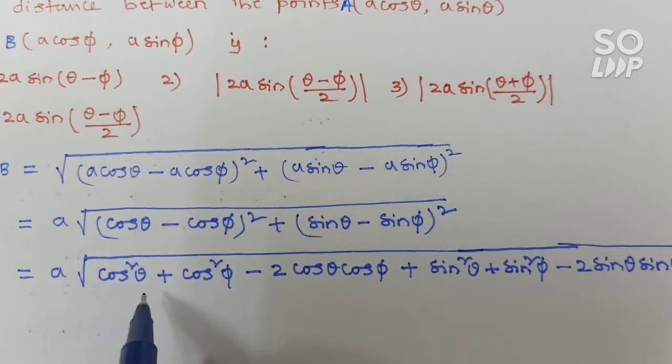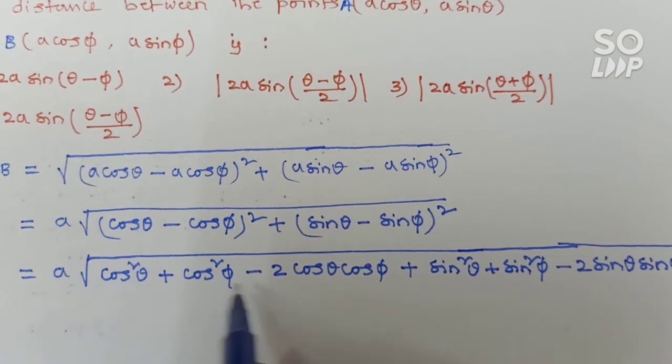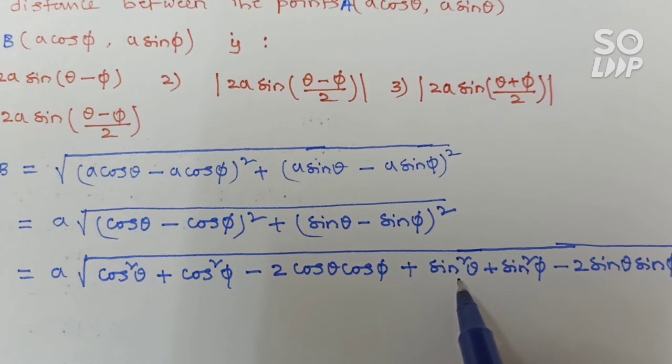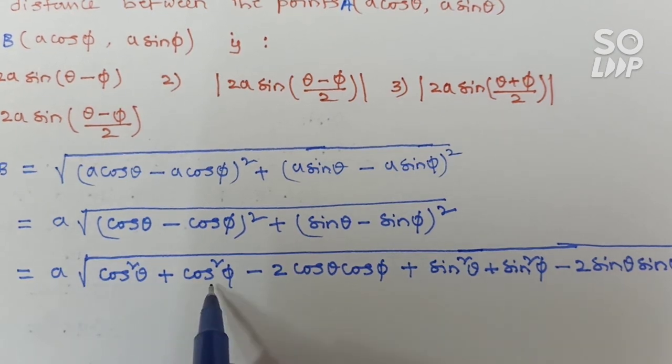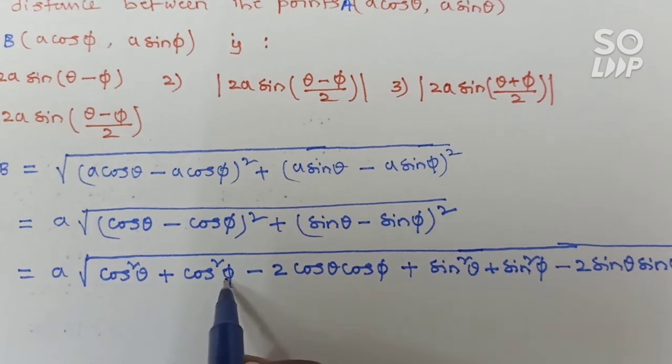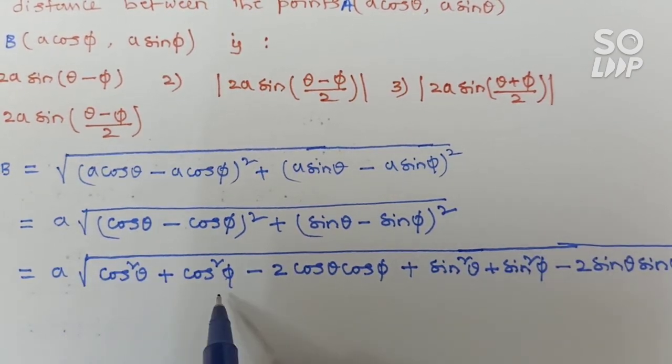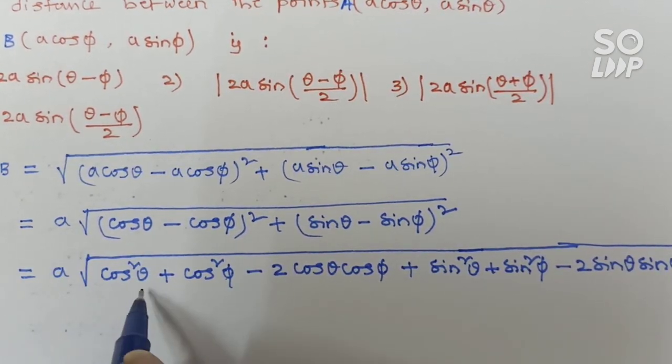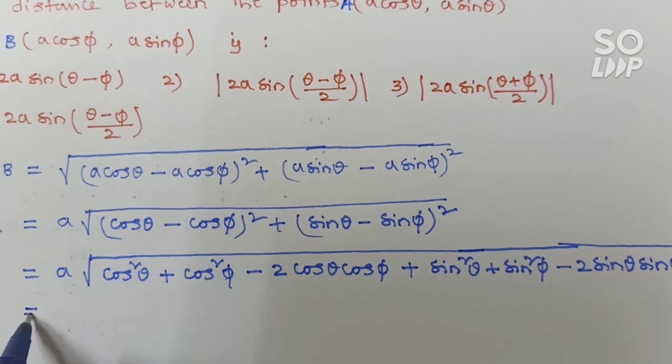You see, under the root, cos square theta plus sin square theta is how much? 1. And next, cos square pi plus sin square pi, in these two terms the same angle, so this is 1. 1 plus 1 is equal to how much? 2.